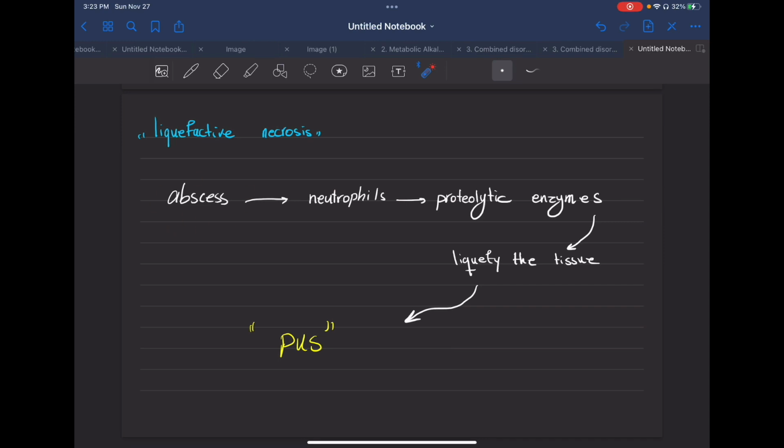And in abscesses, we have a type of white blood cells called neutrophils. And these cells have proteolytic enzymes. And that enzyme can liquefy the tissue. So we have liquefactive necrosis. And when it does that, it produces a substance called pus inside the abscesses, as you know.